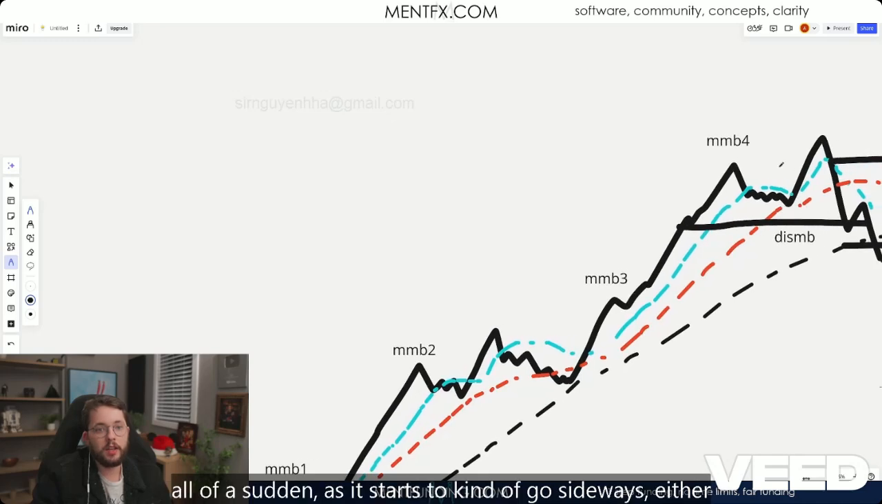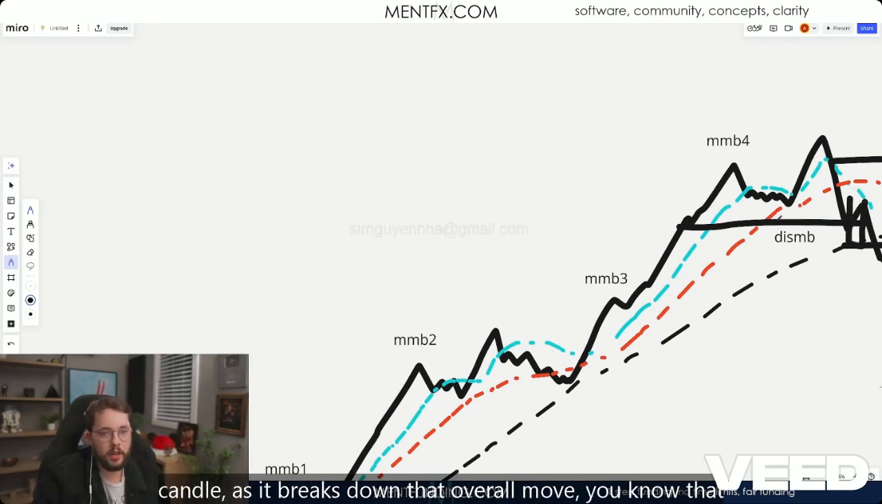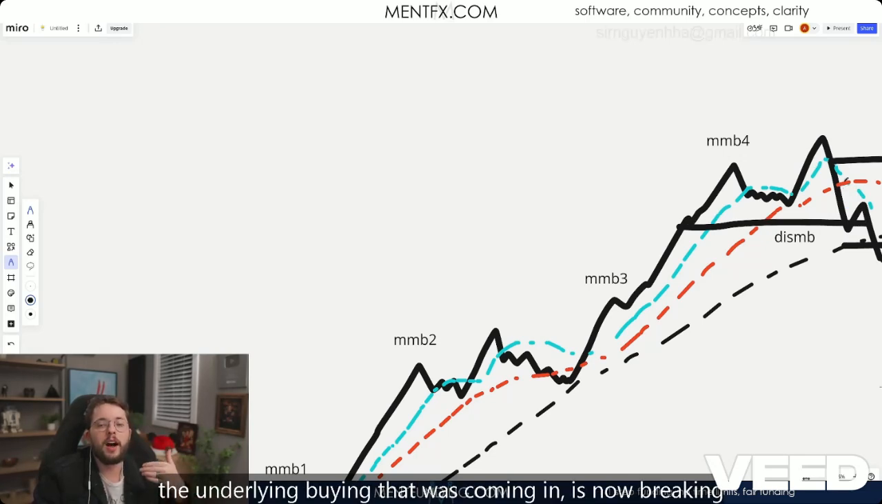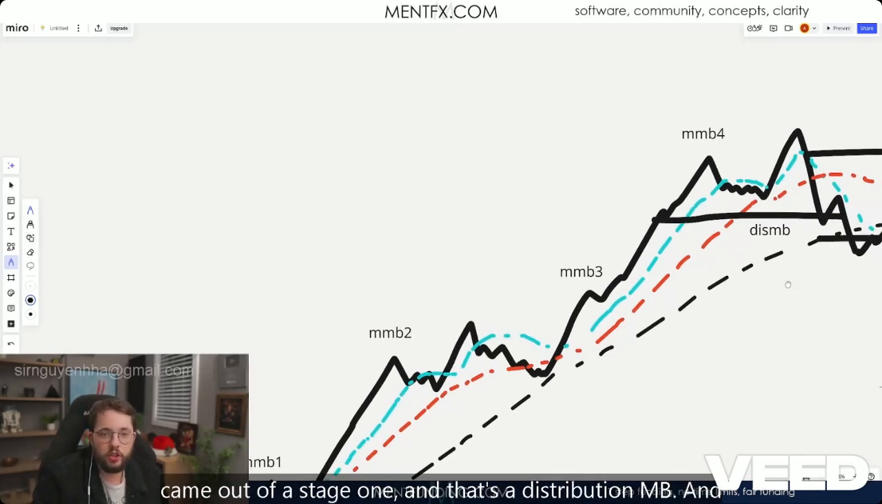And then all of a sudden, as it starts to go sideways, either it takes off crazy or starts going sideways, you again envision and think about this as a stage 1 because you have it on both sides. And as price breaks down with a candle, as it breaks down that overall move, you know that the underlying buying that was coming in is now breaking down, right? You have buying coming in and then buying failed to come in. The selling became aggressive. Maybe it came out of a stage 1 and that's a distribution MB.